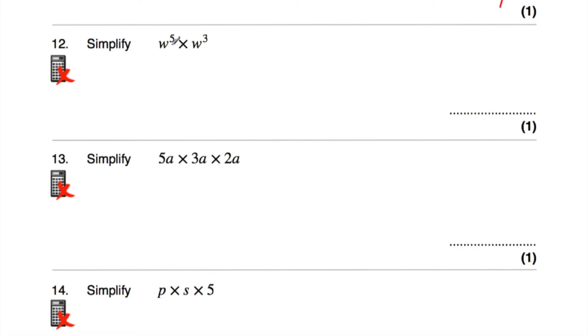So if we have w to the power 5 multiplied by w to the power 3, we just add the powers, it would be w to the power of 8. And let's have a look and see why.